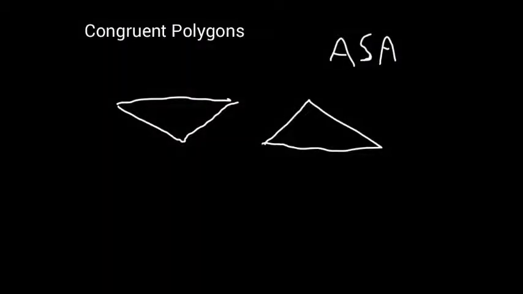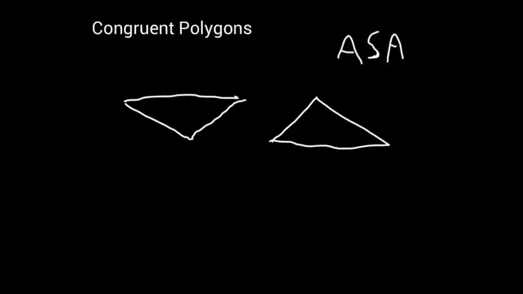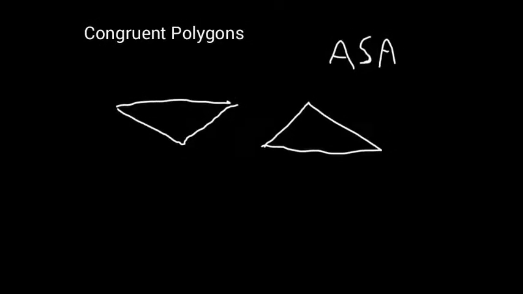Alright, we're going to go over congruent polygons today. And so the first way to prove congruency is with angle side angle. So that's when you want to find congruent angles and sides.